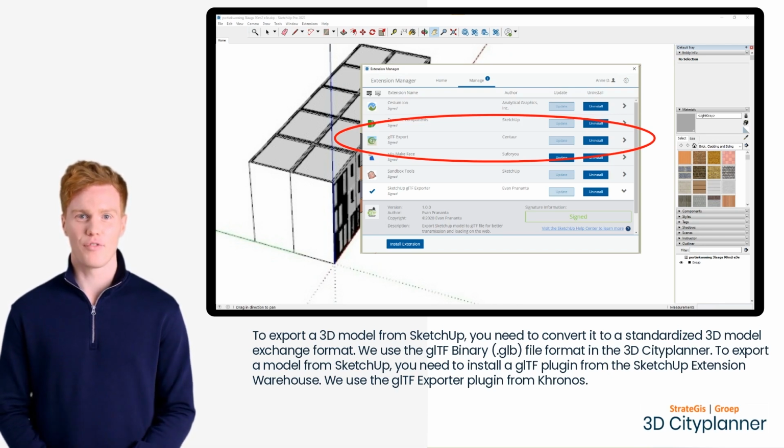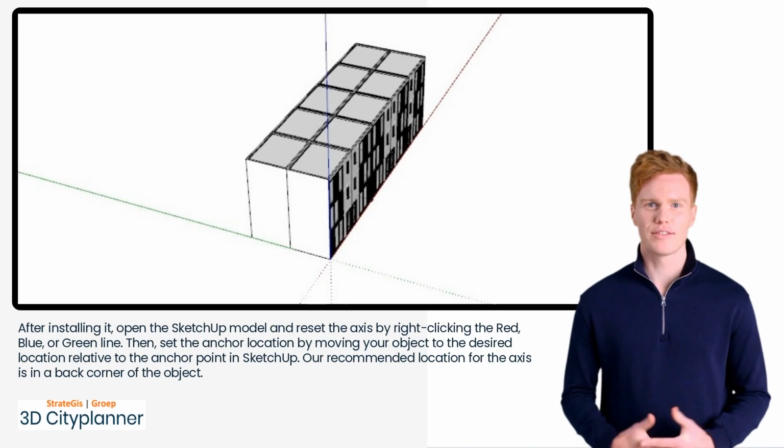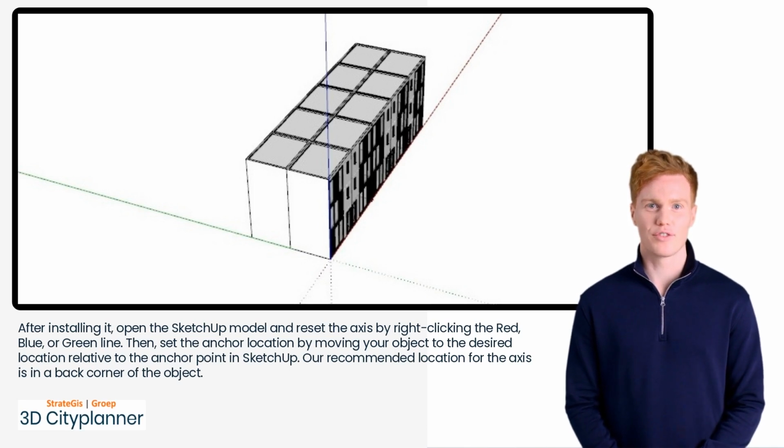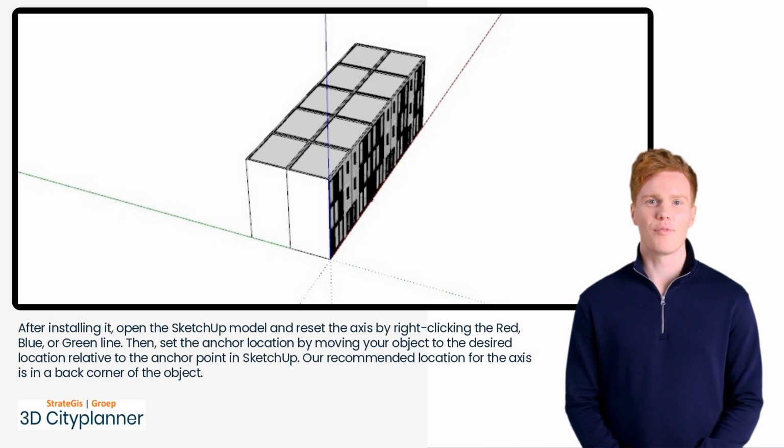To export a model from Sketchup, you need to install a glTF plugin from the Sketchup extension warehouse. We use the glTF exporter plugin. After installing it, open the Sketchup model and reset the axis by right-clicking the red, blue, or green line. Then set the anchor location by moving your object to the desired location relative to the anchor point in Sketchup. Our recommended location for the axis is in a back corner of the object.